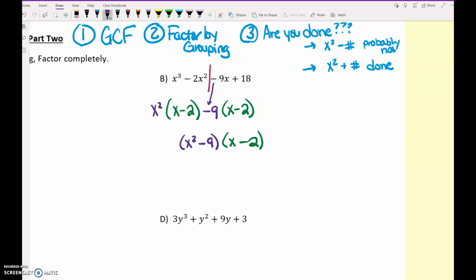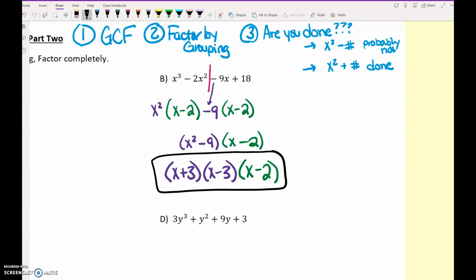I added a little step on here. Step 3, are you done? If it says x squared minus a number, you are probably not done. There's probably difference of 2 squares and you'll have to do another step. If it says x squared plus a number, then yes, you're done, because we don't have a factoring pattern for x squared plus a number. Now, if it's 3 numbers, if it's a trinomial, yes, there's more we could do, but this typically gives us 2 binomials. So if it's x squared plus something, then you are done. So this one's not done. The square root of 9 is 3. This factors into x plus 3, x minus 3, and our x minus 2.